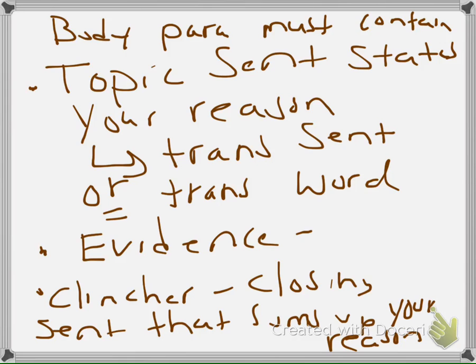So what I want you to do now is pick one of your reasons that you're going to prove with as much evidence as you can think of. And when you go to write that, you're going to start off with either a transitional sentence or word, use all your evidence. Make sure that when you're going from one piece of evidence to another, you are using a transition and that you have a clincher, a closing sentence that sums everything up. All right? So go ahead on your document and do that now.